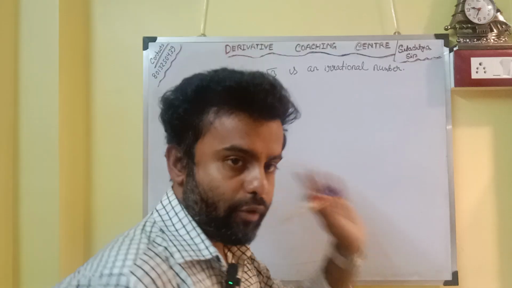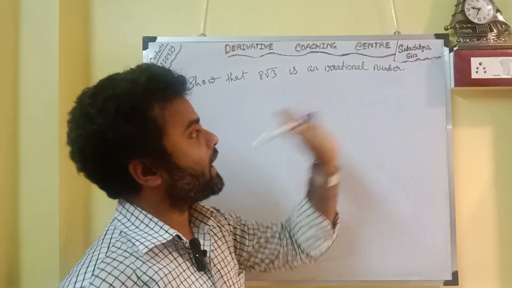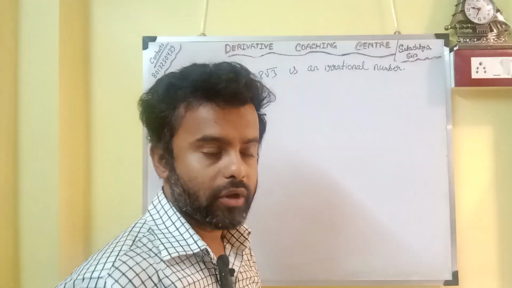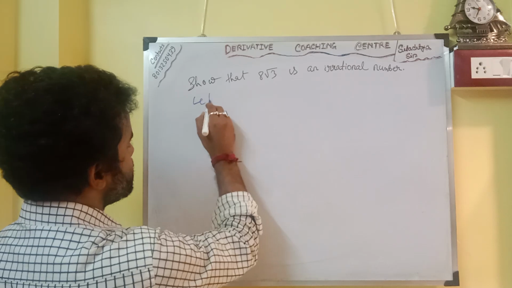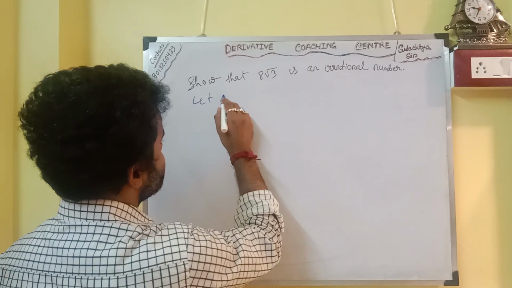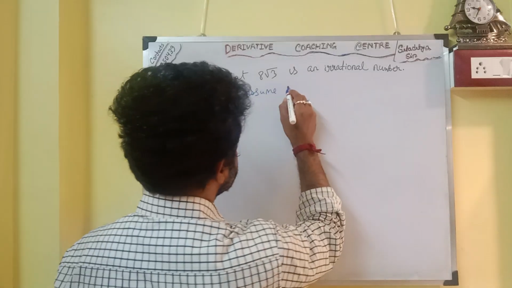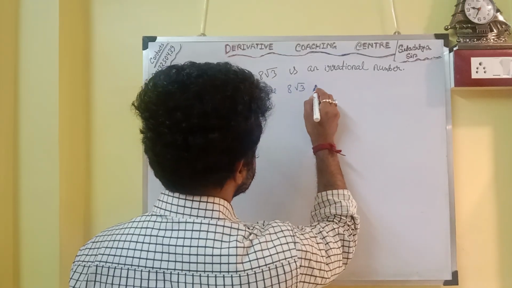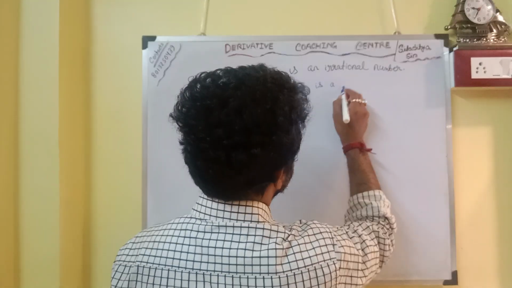This is also an important question. Show that 8 root 3 is an irrational number. This kind of problem, you have to assume that, let us assume 8 root 3 is a rational number.